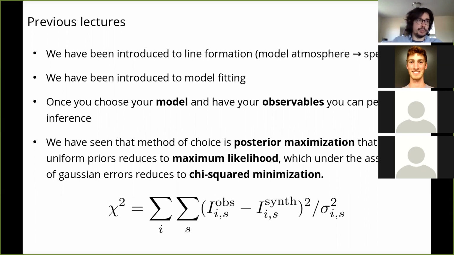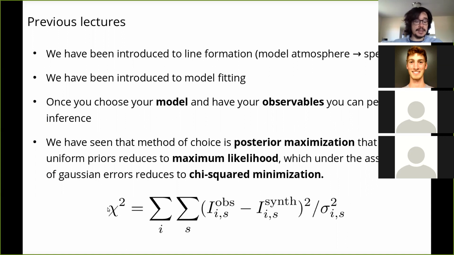You see this maximum likelihood everywhere, right? Basically, maximum likelihood under the assumption of Gaussian errors reduces to chi-squared minimization, and chi-squared is this value which for Stokes parameters would look something like this. So take some time to digest this. What does this equation say?